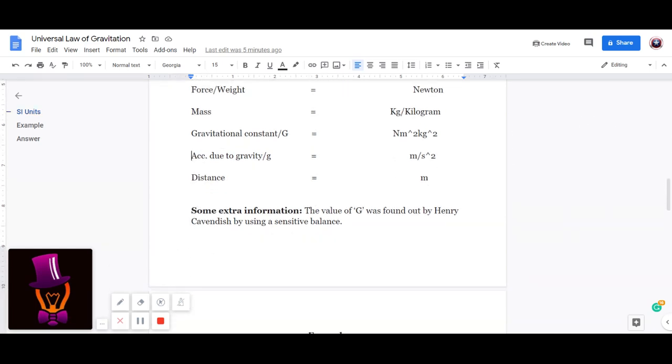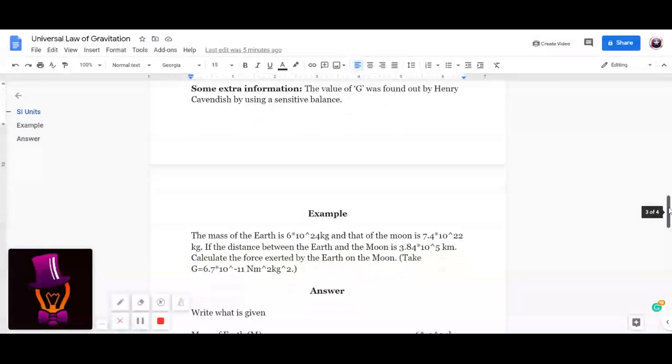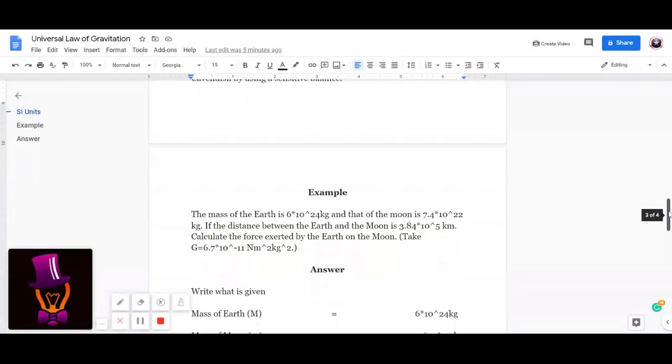Some extra information for you. The value of capital G was found out by Henry Cavendish by using a sensitive balance. That is how we found out the value 6.67 into 10 to the power minus 11 nm square kg square.